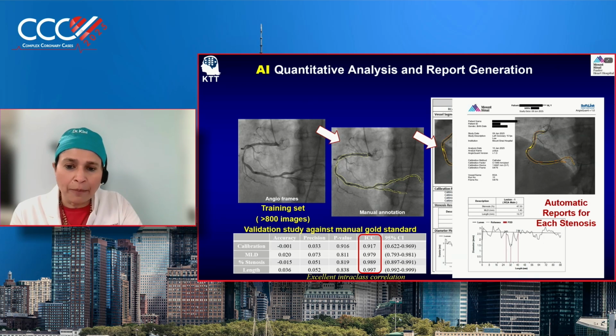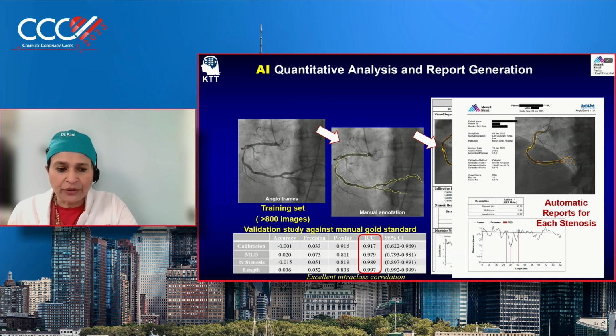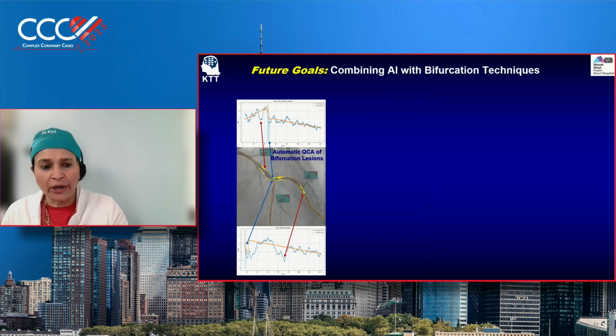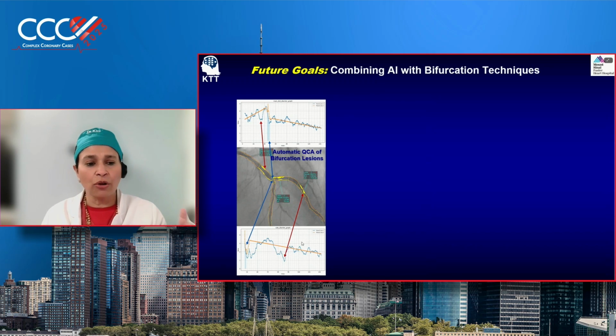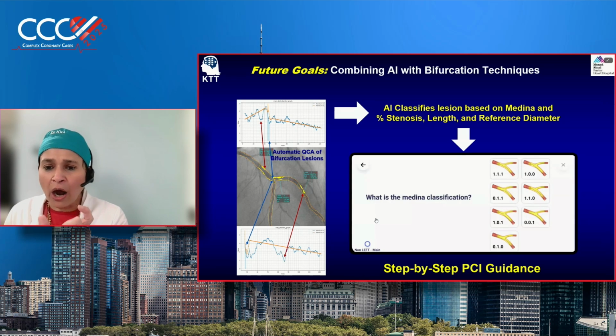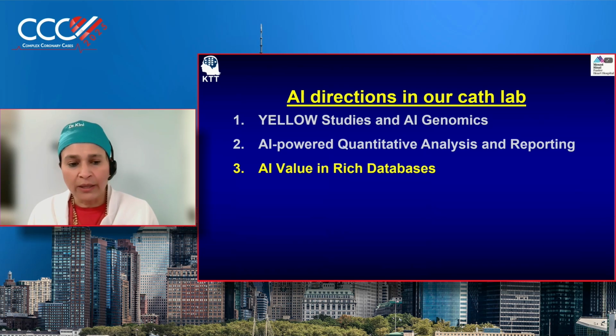We have the software up here. The question that comes is, was your model validated? Yes, we validated our model against the gold standard QCA with excellent intraclass correlation. That is key: the one who trains the model has to be an expert in the field, and the model has to be validated. Now, with the same QCA, we are going to bifurcation lesions, understanding bifurcation lesions. We are feeding in how you treat a particular bifurcation lesion, the step-by-step PCI guide that we are building.